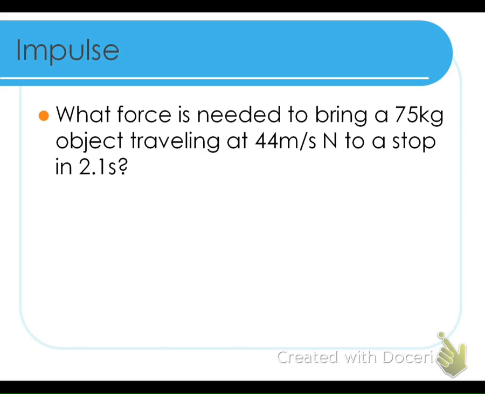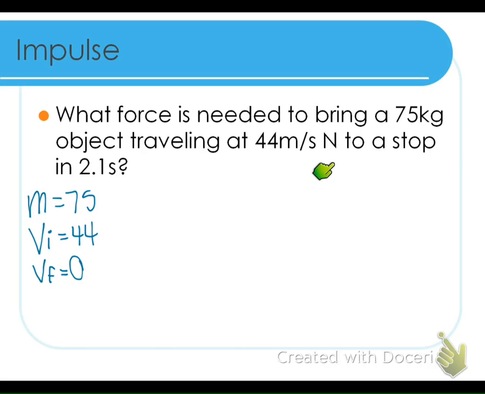So this says, what's the force needed to bring a 75 kilogram object at 44 meters per second north to a stop in 2.1 seconds? So go ahead and get it written down and we'll start working through it together. So let's go ahead and start compiling our list here of what we know. All right, we know that our mass is 75 kilograms. We know that this, what's this value right here telling us? It's telling us velocity initial or velocity final? Initial, because it's coming to a stop. So that means velocity final will be what? 0. Okay, so velocity final equals 0.